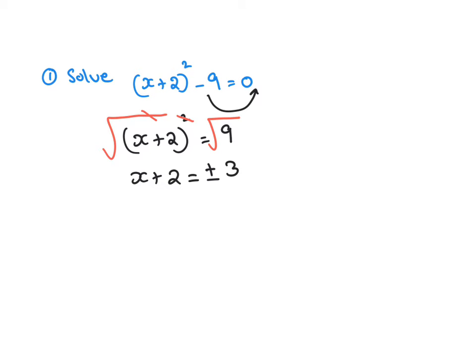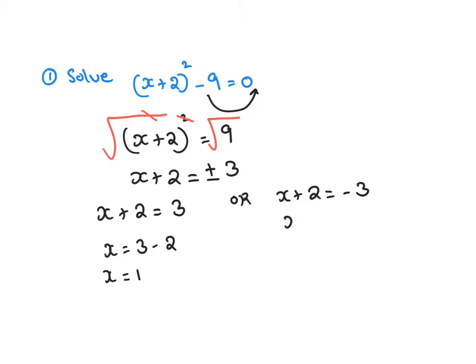So there are two possibilities over here. x + 2 = 3 or x + 2 = −3. Over here x is going to be equal to 3 − 2, x = 1. Over here x is going to be equal to −3 − 2, x = −5. So the two roots of the equation are 1 and −5. It was very easy to solve this without the factorization method.